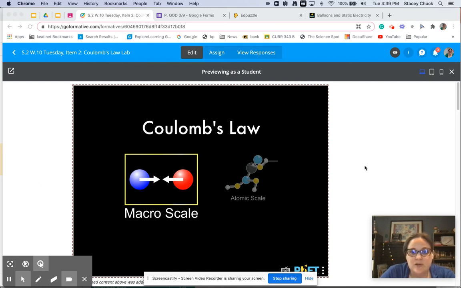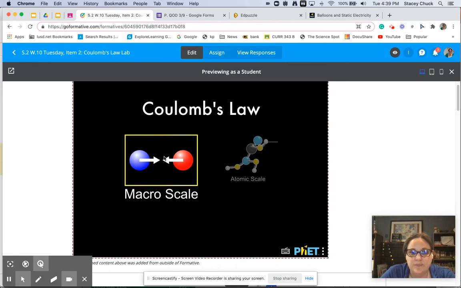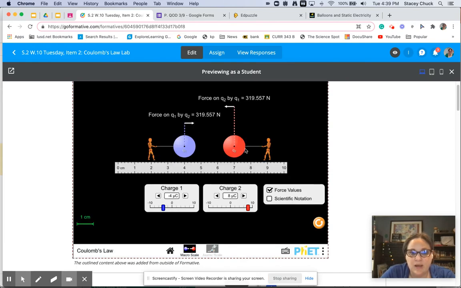To start with, we have the simulation here. I'm going to go ahead and open it up in macro scale. And I can see in the image, I have a blue circle on the left that says Q1 and a red one on the right that says Q2. Q stands for charge. So I have a charge and a charge. This looks nearly identical to the gravity force lab.